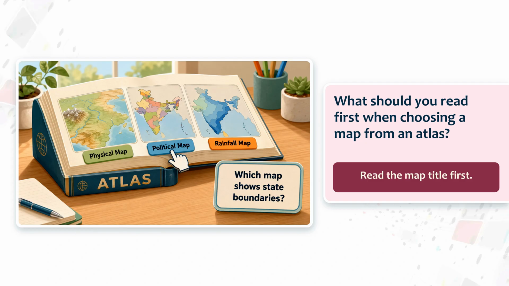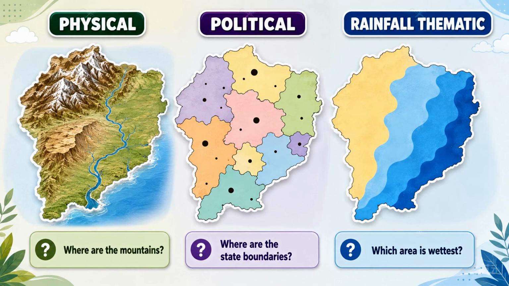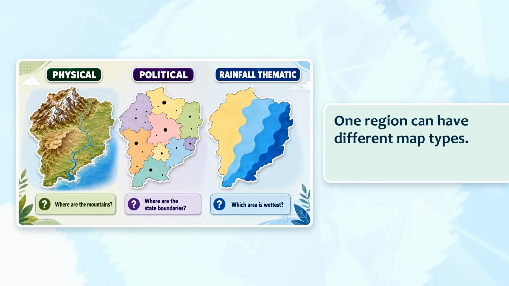Next, we will compare 3 maps of the same region and choose the right one for several purposes. The same region appears in all 3 panels, but each map keeps a different information layer: natural features, boundaries and settlements, or rainfall. Read the title and choose the map that matches your question. Compare the different views of one region. One region can have different map types. The place stays the same, but the information changes.